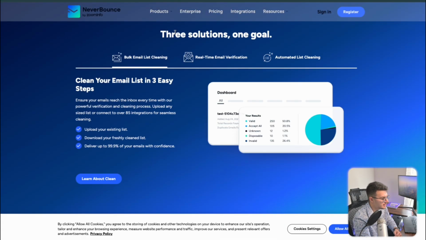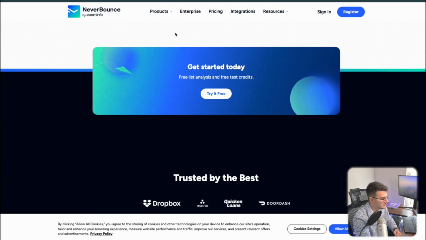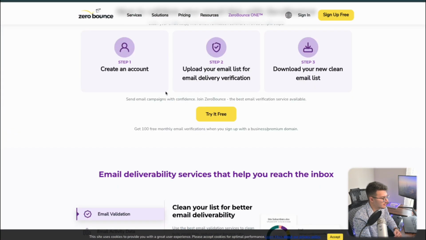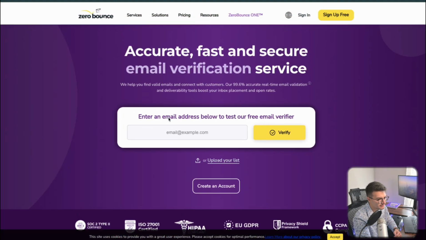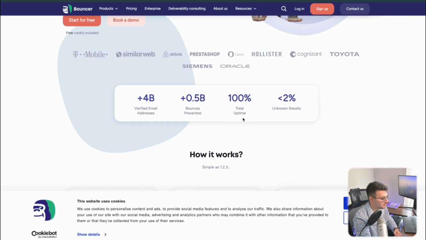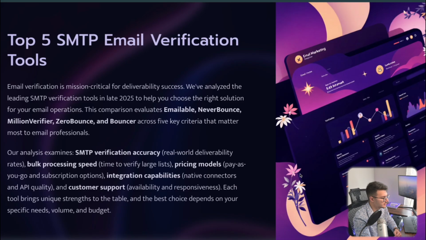As you'll see, a couple of these will have some bells and whistles. So you'll see that I believe it's here in Zero Bounce. They have a couple other different things that you could get, like email scoring, DMARC monitoring, but we'll go over all that in just a sec. So Zero Bounce is another one we'll be testing today, and the last one will be Bouncier. All right, so let's get into this.